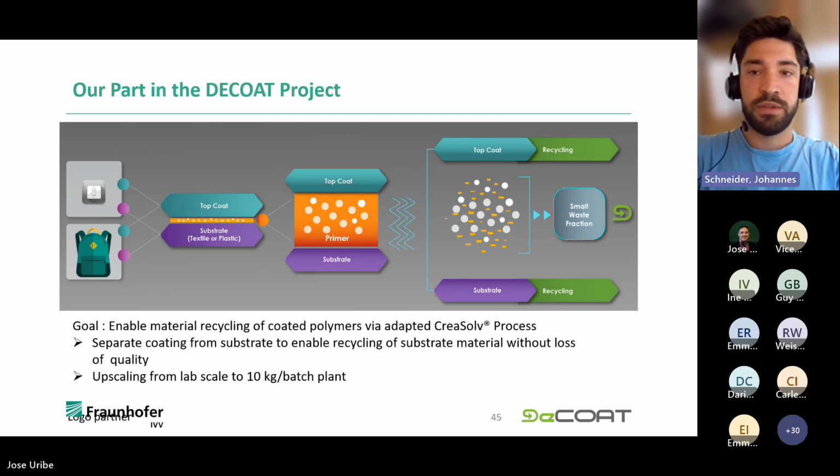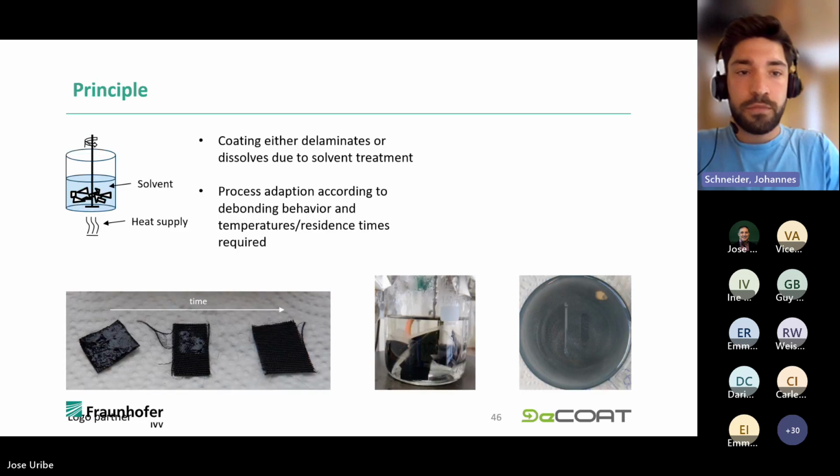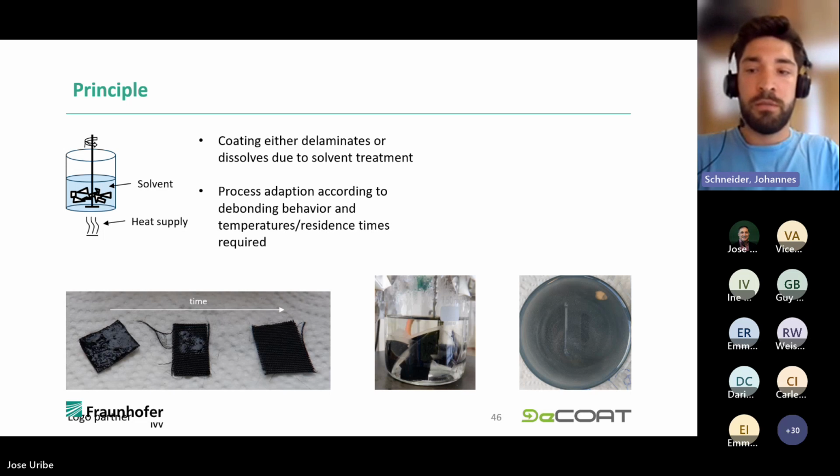On the next slide, you see the principle. In contrast to the Creasolve process, here the target polymer, so the substrate material, a textile or a plastic substrate, is not dissolved, but the solvent and the processing conditions are chosen so that the coating debonds from the substrate. And at our laboratory, this happens according to the principle that you can see here.